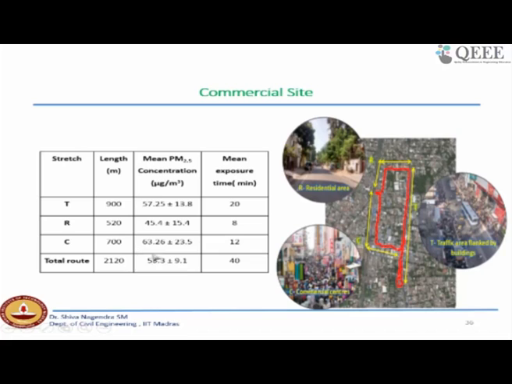So now you will come to a conclusion that the concentrations at the commercial site, where the number of vehicles and also the movement of two-wheelers and auto rickshaws are high, might have resulted in significant contributions in that particular area.